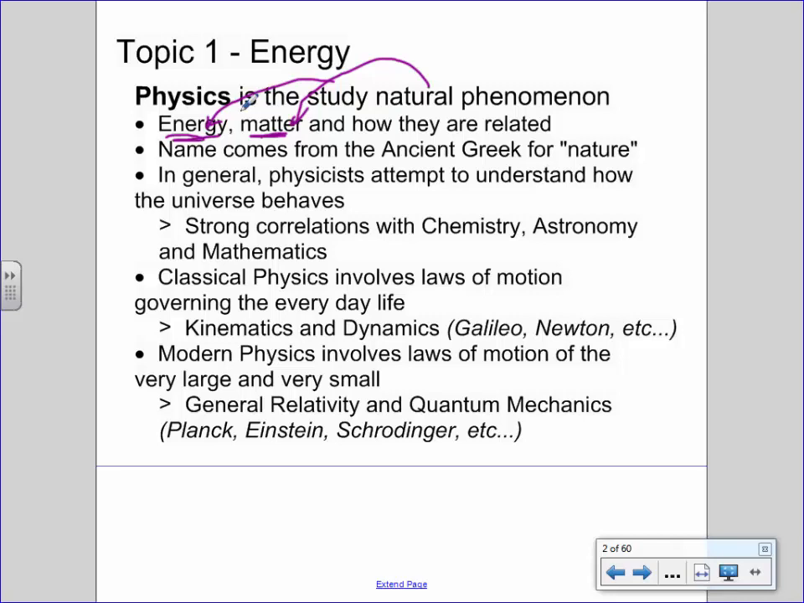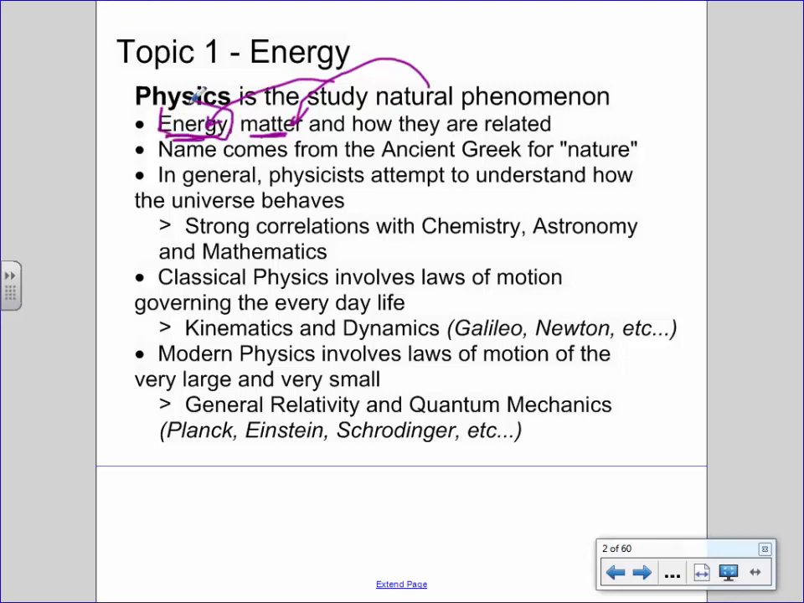Does anybody remember from Unit 1 in chemistry what matter is? Can you just define it for me? Matter is anything that, yeah, if it takes up space and has mass, it is matter. And chemistry is all about matter. Physics, then, is about matter and the other thing that we didn't talk about, which is energy. Because energy is not matter.